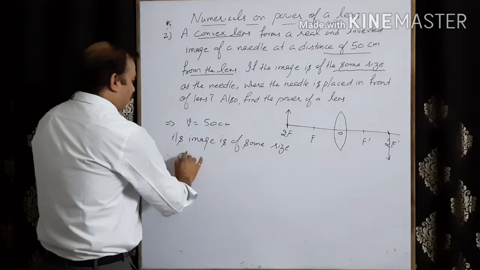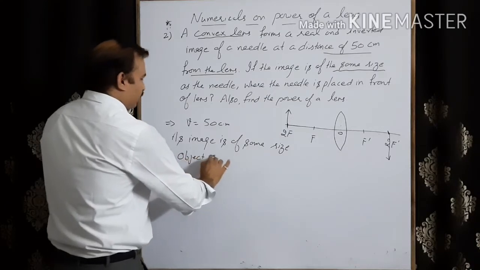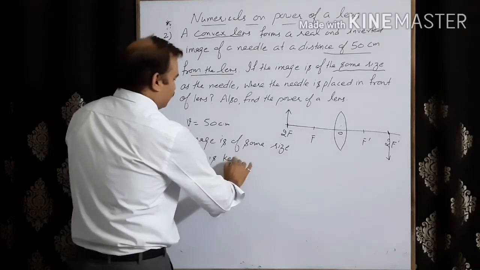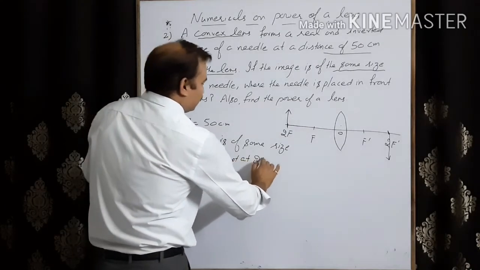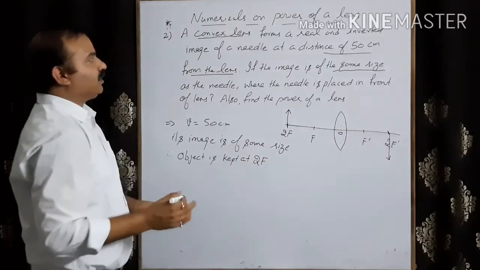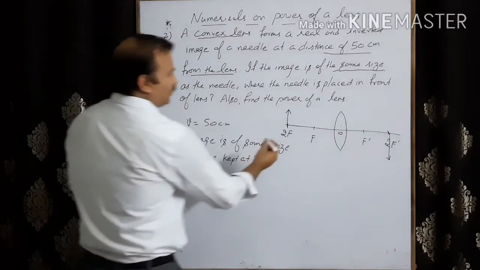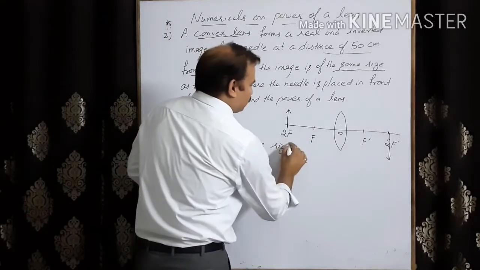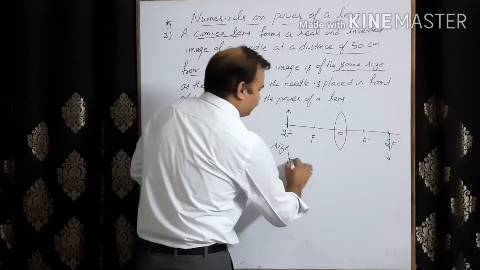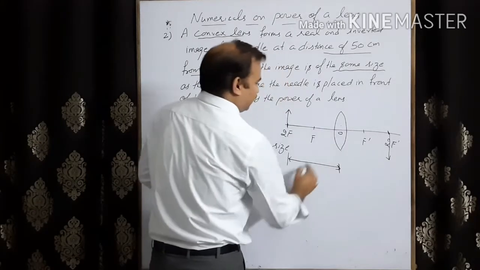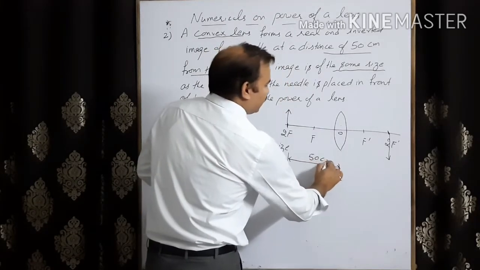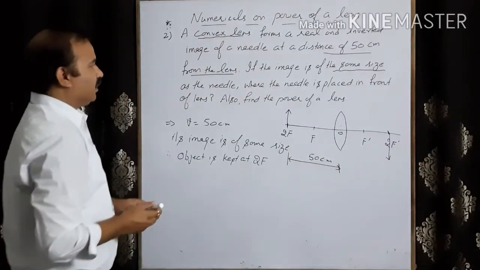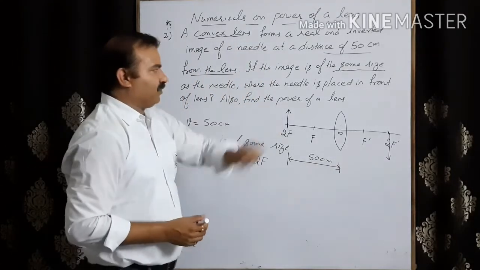therefore the object is kept at 2f, that is twice of the focus. It means what is the distance between twice of the focus and this optical center? That is 50 centimeter. Now we have to find the power of a lens.